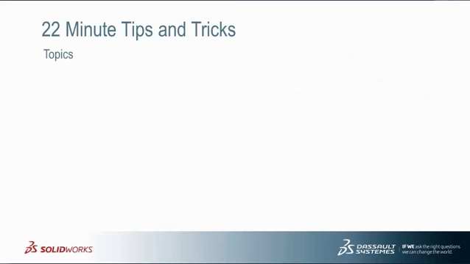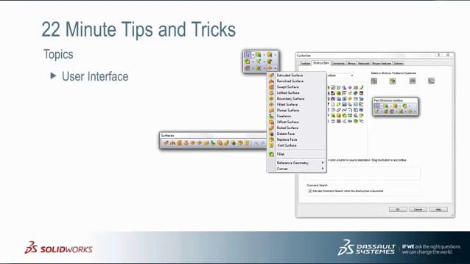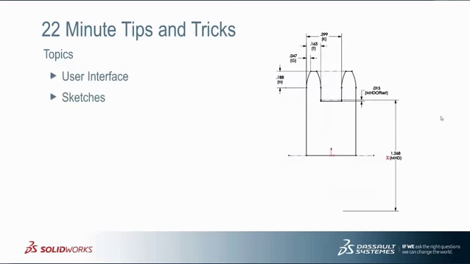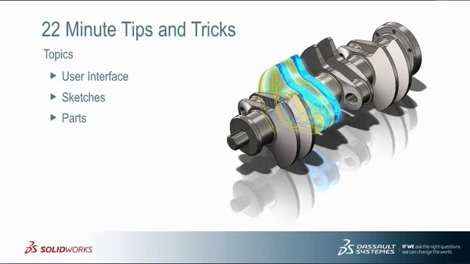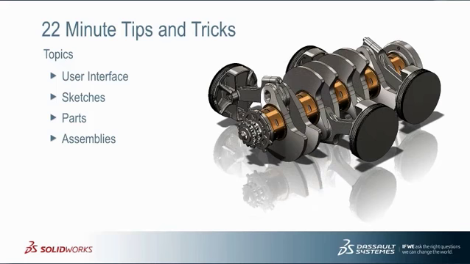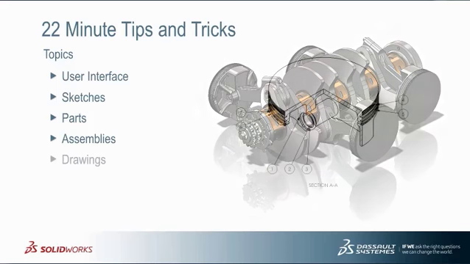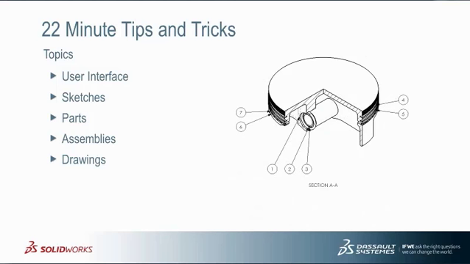So let's quickly go over what I'll be discussing. First, I'll start with the user interface, as the UI is really the foundation for everything we do in the software. Then we'll look at a few sketching tips, as sketches are really the building blocks for all the 3D geometry we create. And finally, we'll look at the three core document types, parts, assemblies, and drawings, and show a few tips in each of these areas that will hopefully save you time in your day-to-day workflow. With that, let's go ahead and dive right in and get started.